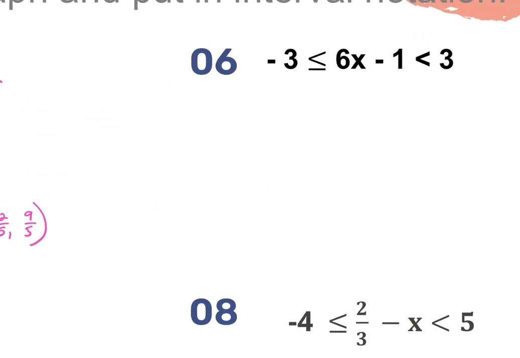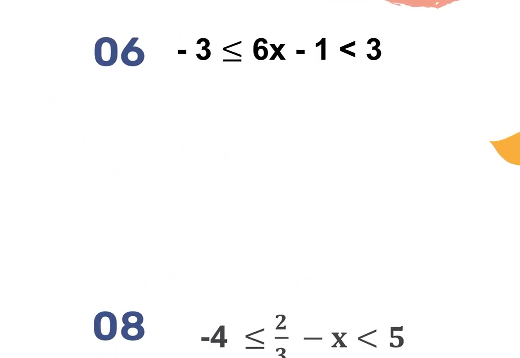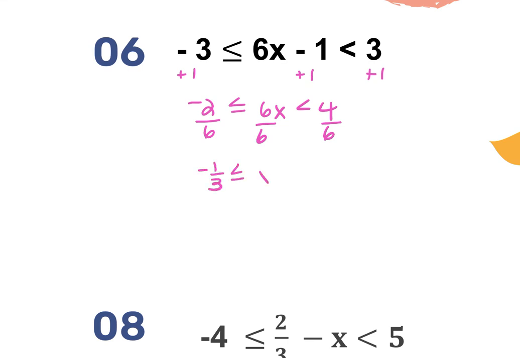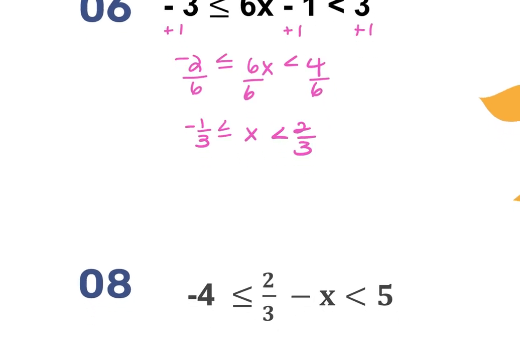Okay, go to 6. Another and statement. So whatever I do to the middle, plus 1, plus 1, plus 1, gives negative 2 is less than or equal to 6x, which is less than 4. Divide both sides by 6, and I reduce. So negative 1/3 is less than or equal to x, which is less than 2/3. So negative 1/3 to 2/3.